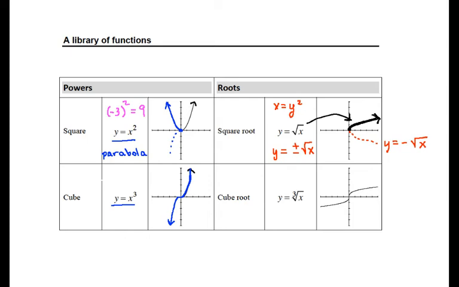And cube root looks just like the cube function, but it is oriented about the x-axis instead of being oriented about the y-axis. It changes the orientation so that the graph looks like it's more closely following the x-axis here instead of the y-axis.